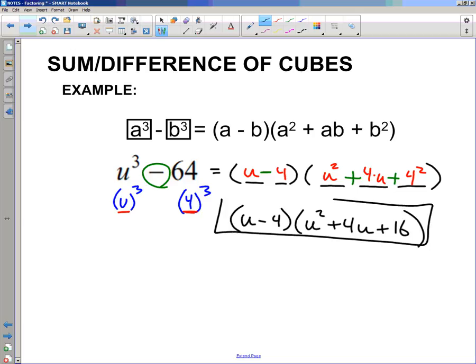Now, oftentimes we'll want to check to make sure that you can't factor anymore. Let me give you one big hint for sums and differences of cubes. If your original problem did not have anything that could factor out, then neither will either of the factors that you get out at the end. So since u cubed minus 64 did not have a GCF of any kind, then we do not have to worry about factoring either of these things any further. They will not. They never will.